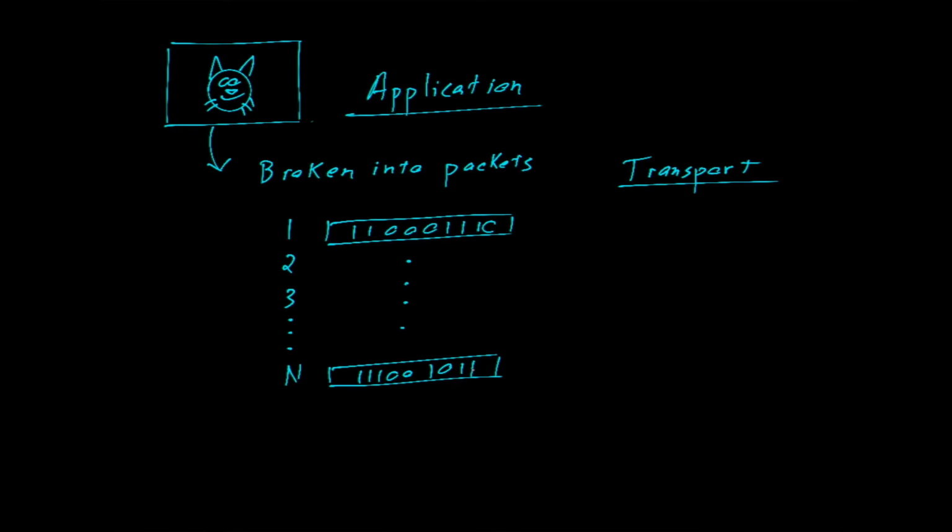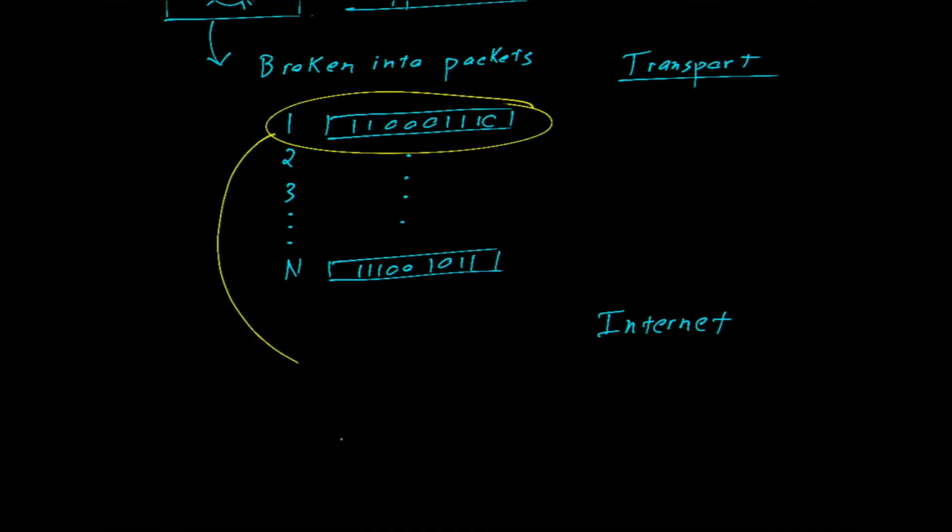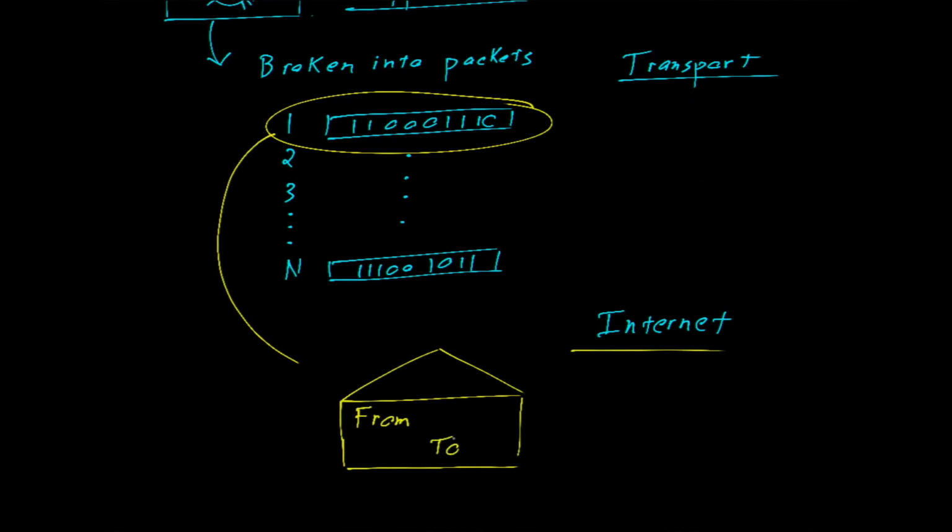Each piece of information, but only one at a time, is sent to the internet level. For instance, let's take the first piece of information. It's sent down here to the internet level. It is placed into an envelope with a from and a to address. Turns out these are IP addresses.